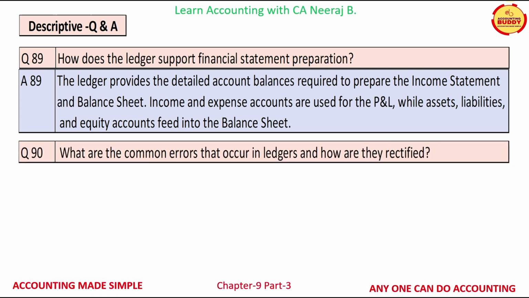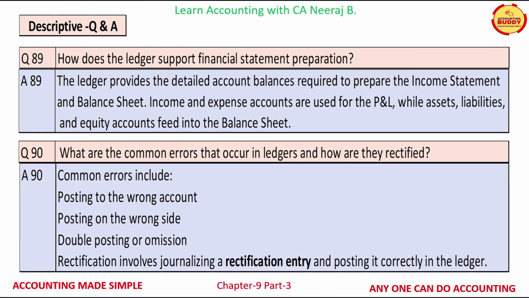Question number 90, what are the common errors that occur in ledgers and how are they rectified? And the answer is common errors include posting to wrong accounts, posting to the wrong side, double posting or omission. Rectification involves journalizing a rectification entry and posting it correctly in the ledger.